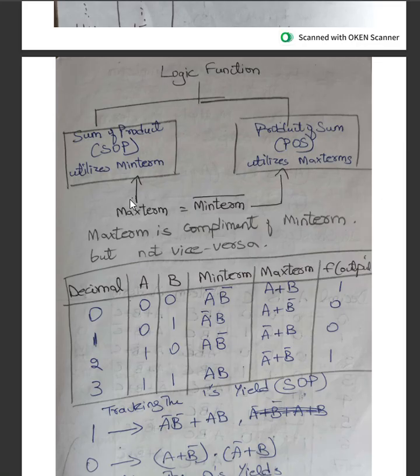Now let's go with the new topic, which is logic functions. Any logic function can be written in two forms, SOP and POS, that is sum of product and product of sum. SOP terms are called min terms, and POS terms are called max terms. You can represent any logic function in either of these two forms, and they can be equivalent. Depending on your use, you choose one.